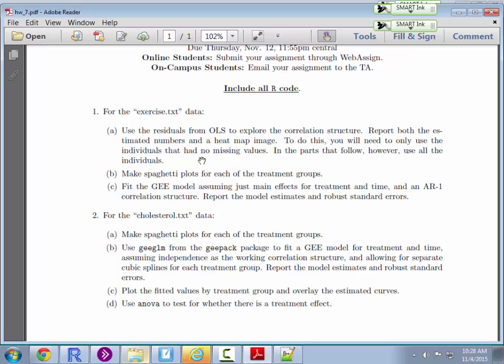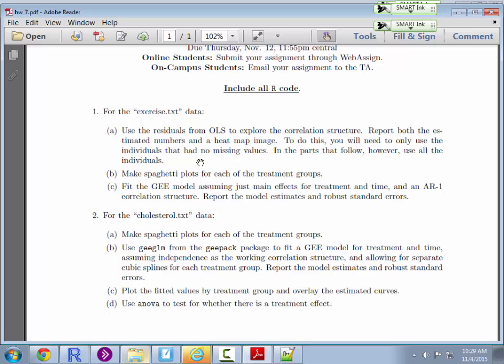So if you do IID regression on the exercise data and get the residuals, you can organize those residuals in the same way that the exercise data is organized, in a wide format, where you have rows for individuals and columns for the repeat measurements on the same individual. If you do that with the residuals, you have an n by p matrix of residuals. If you call the cor function, cor, that computes a correlation matrix.